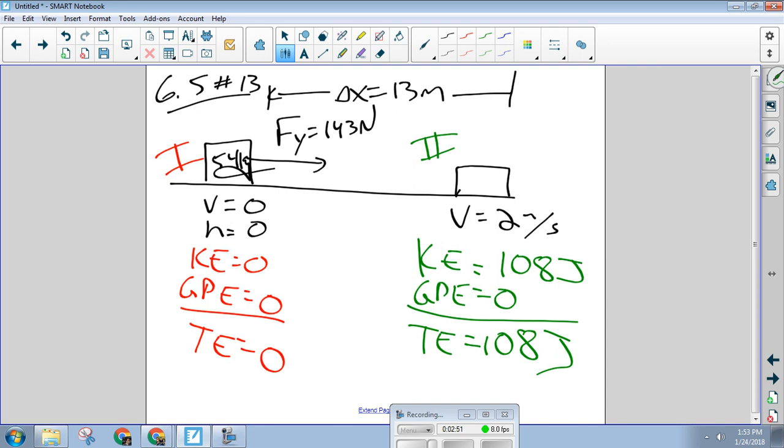What's that for? I don't even know. I think it asks for the coefficient of friction.